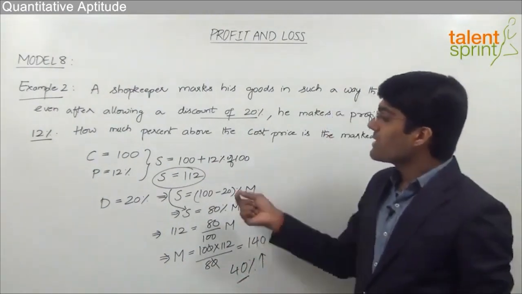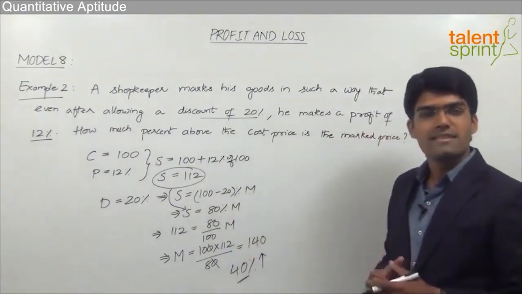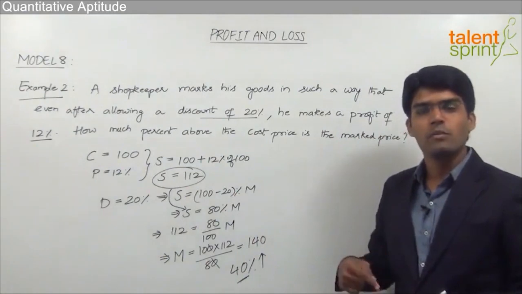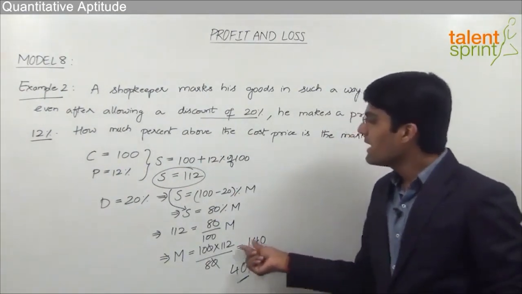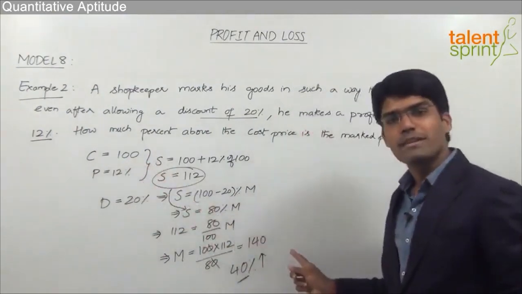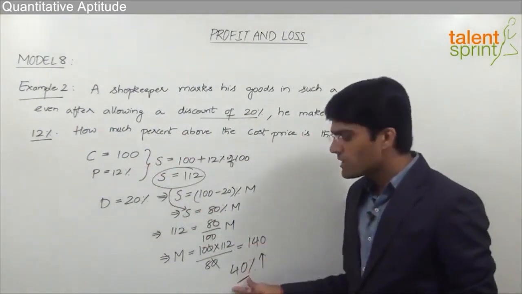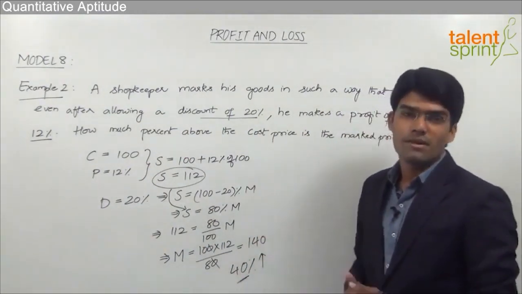Or it is nothing but the percentage change between cost price and marked price. We have learned percentage change in the topic of percentages. It should be nothing but final value minus initial value by initial value into 100. So the final value is 140 and initial value is 100. So 140 minus 100 divided by 100 into 100 will be equal to 40%. So the marked price should be 40% more than the cost price.